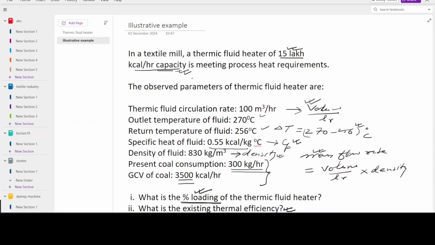Thus, in this lecture, we have seen the performance of the thermic fluid heater. In the next lecture, we will come across the humidification system. Till then, thank you.